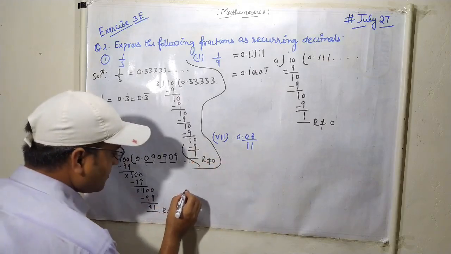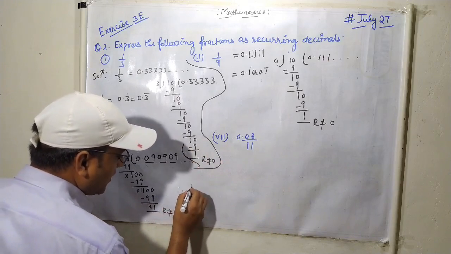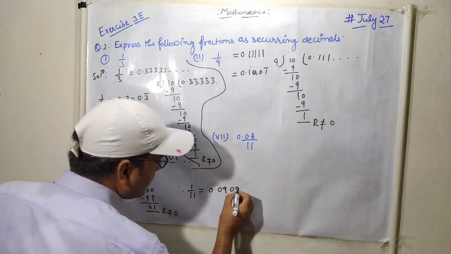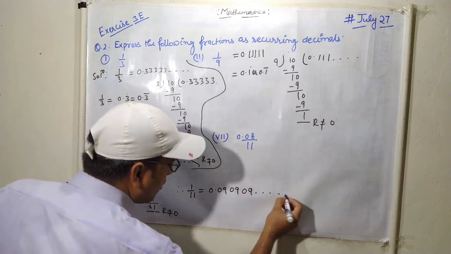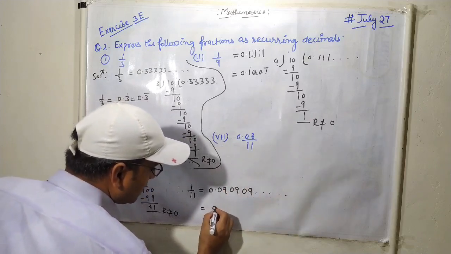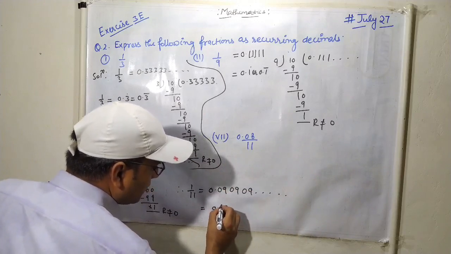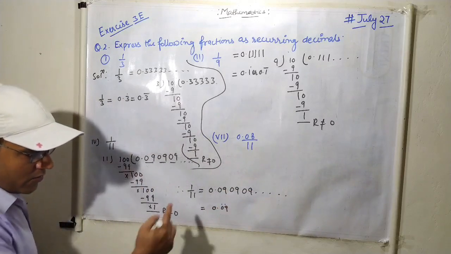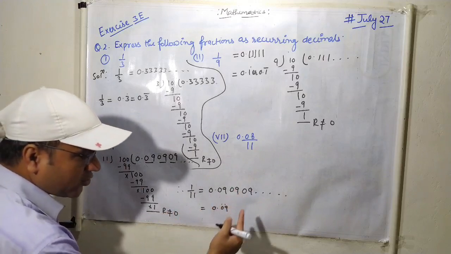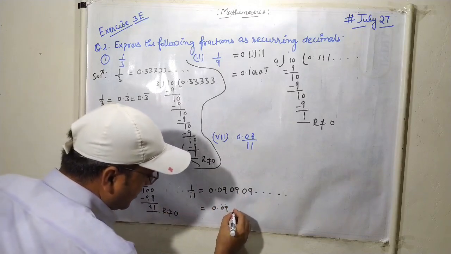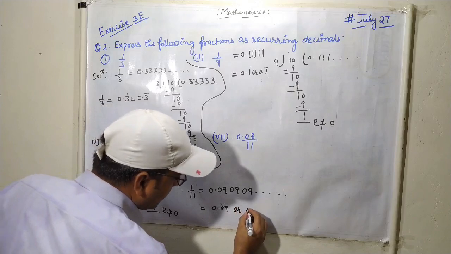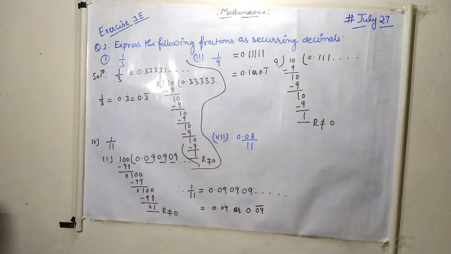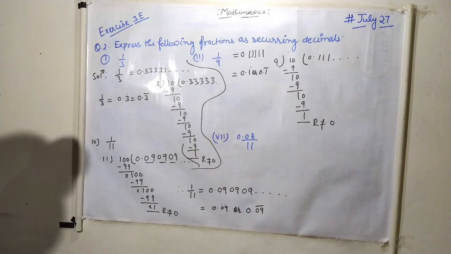So your answer is, hence 1 upon 11 is equal to 0.090909 and so on. So you will write this as 0.09 with a bar on it. 0 is also repeating, 9 is also repeating, so in the form of a bar, you will write 0.09 with a single bar on that one. So this is your question number 4.